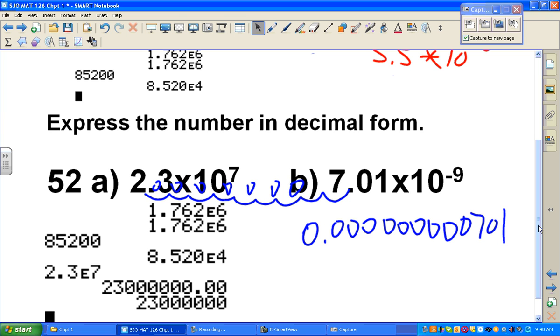Questions on the calculator, questions on the topic? Yeah. Okay, if I put that in, and it gave me 7.01. Right, because the display went up to 7, but it won't go to 9 zeros. Okay? All right. Moving on.